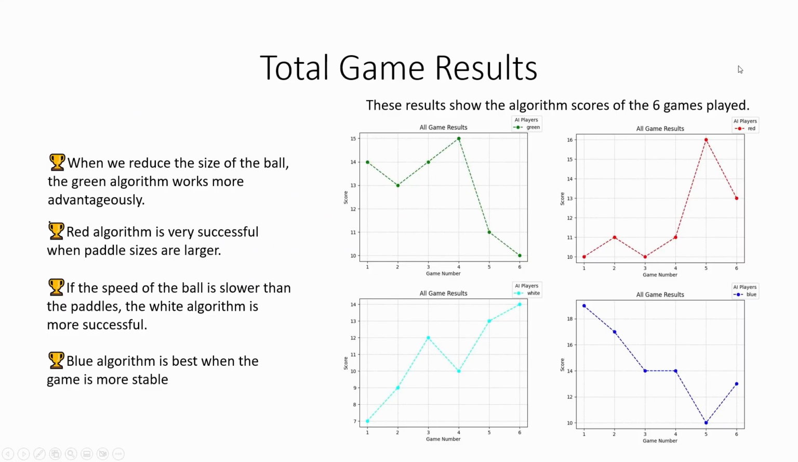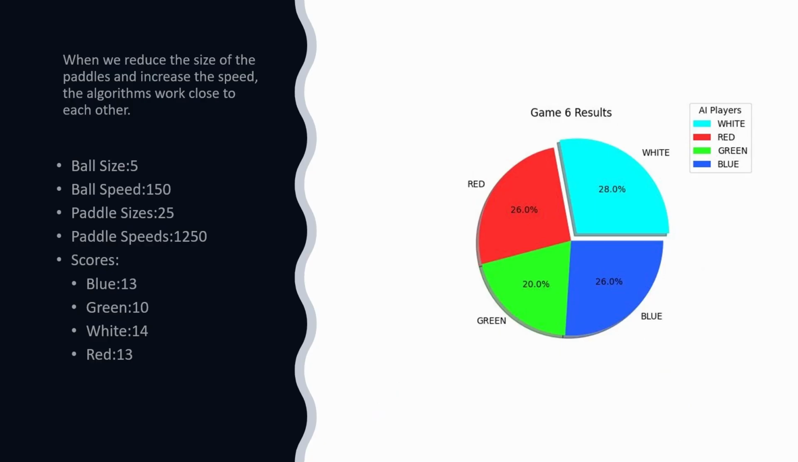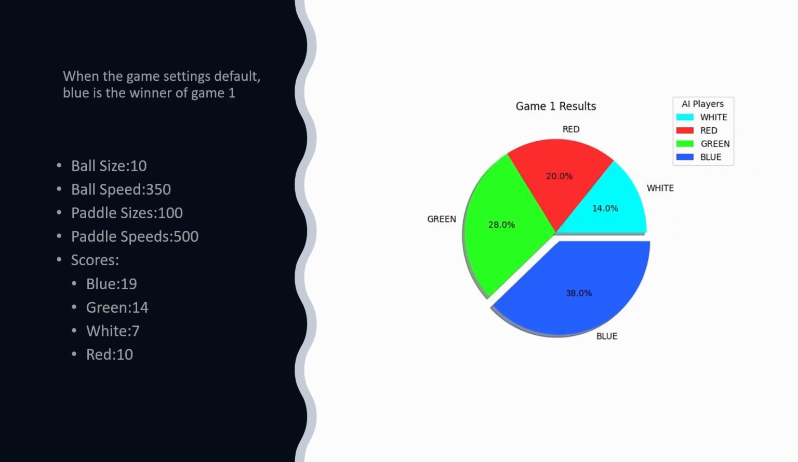We created a presentation to analyze the graphs. As you can see, when we reduce the size of the ball, the green algorithm works more advantageously. Red algorithm is very successful when pedal sizes are larger. If the speed of the ball is slower than the pedal, the white algorithm is more successful. Blue algorithm is best when the game is more stable. When we reduce the size of the pedals and increase the speed, the algorithms work close to each other. When the game settings are default, blue is the winner of game 1.